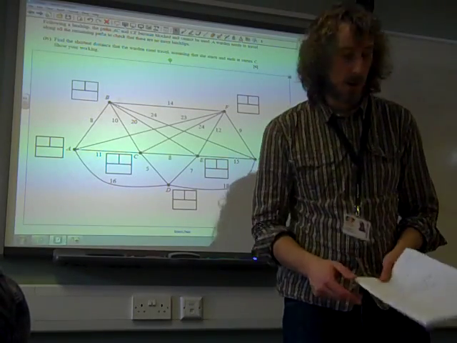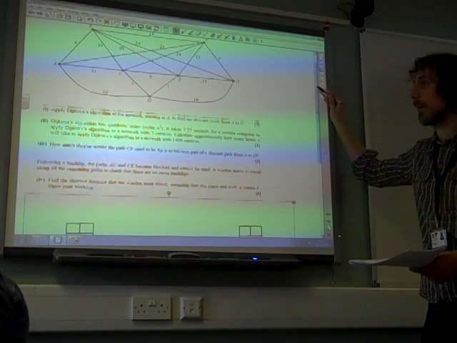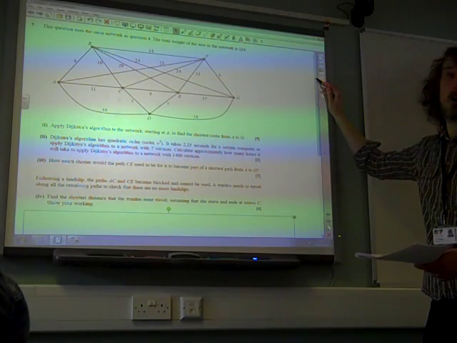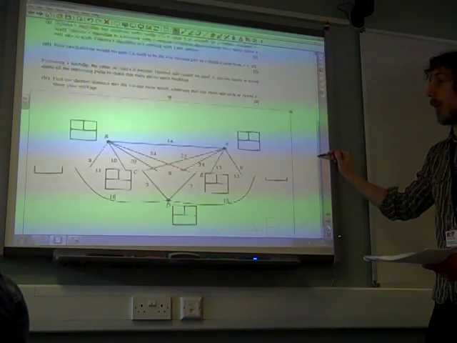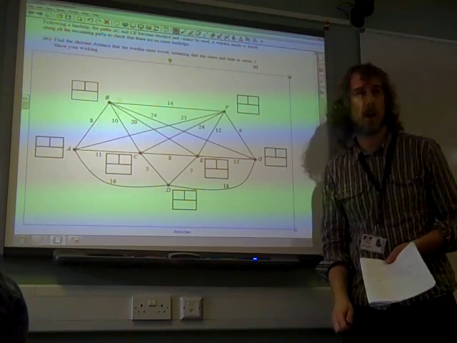Okay, question 5. There's the graph. We're on the same network, but we now need to apply Dijkstra's algorithm to the network. Off we go. Starting at A.